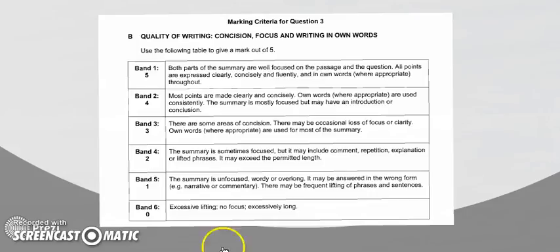This is for part B. So again, if you just look, it's just to do with, like those assessment objectives, it's to do with that it's focused on the passage and the question, that your expression is clear, concise and fluent, and you use your own words where appropriate. I'll come back to that idea of where appropriate a little bit later. So moving on.